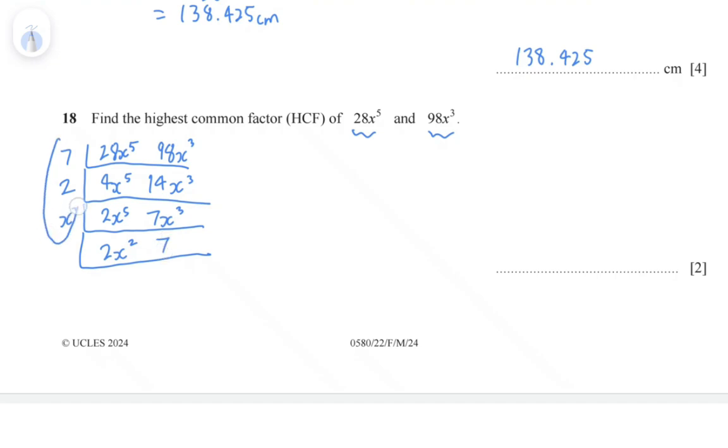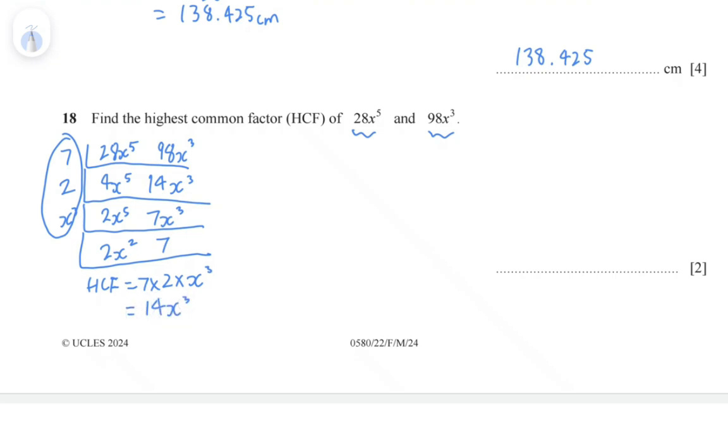So to then find the HCF, we'll multiply all these common factors together. So the HCF is equal to 7 times 2 times x cubed, which gives us 14x cubed.